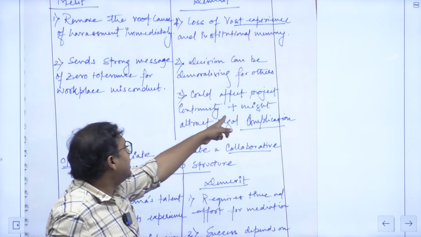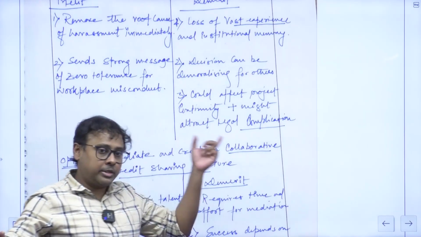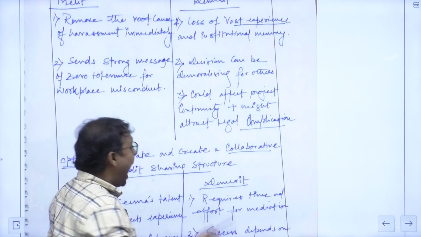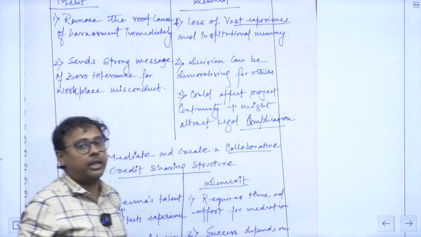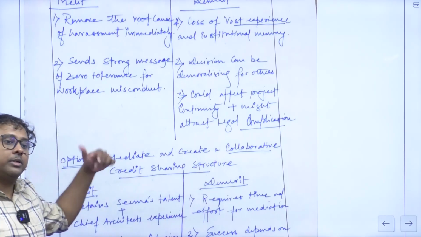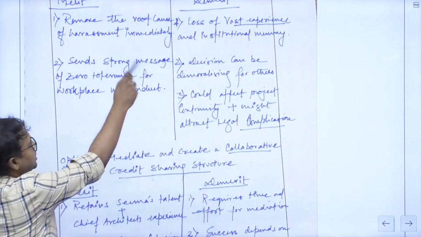Could affect project continuity plus might attract legal complications. Project continuity, because that person is also a part of it, that will affect project continuity. And it might attract legal complications, because if he is fired or removed, that particular person can take legal actions. Okay? So again, this is not valid. So there are 3 demerits.